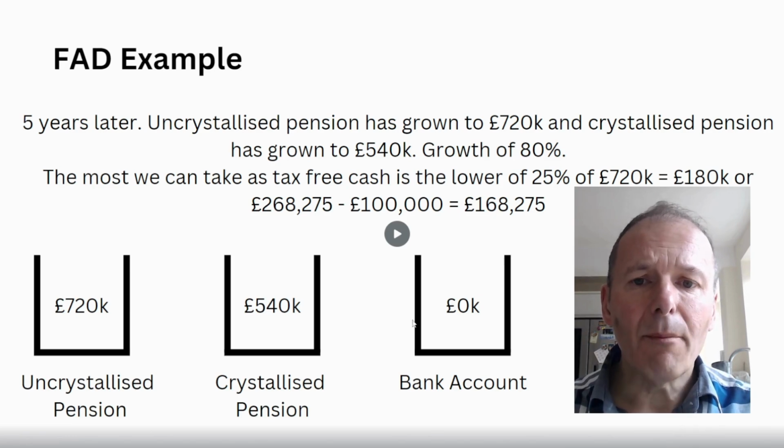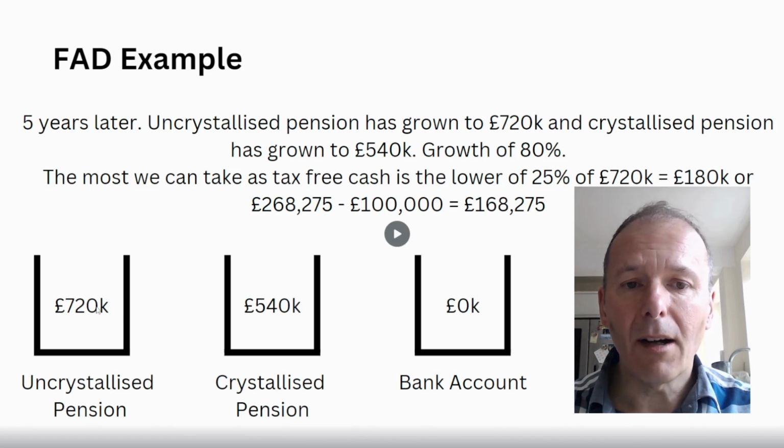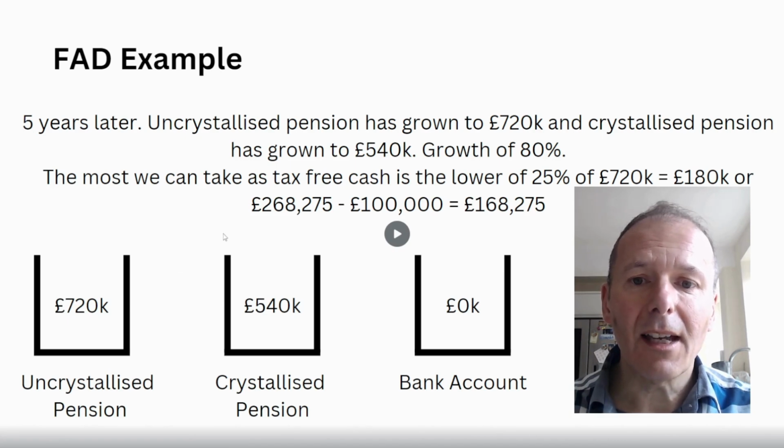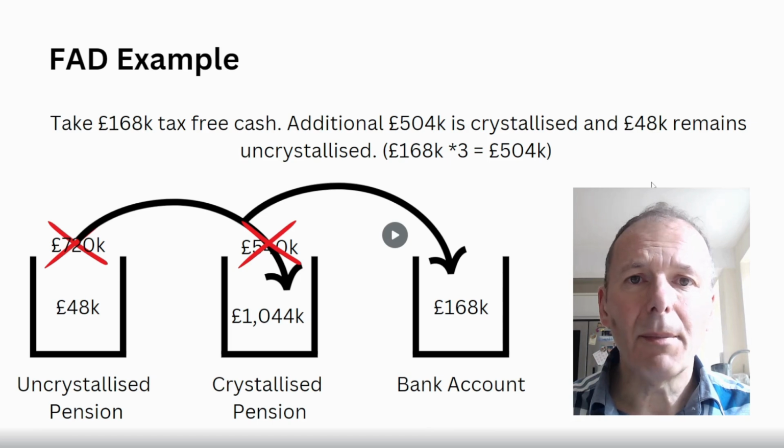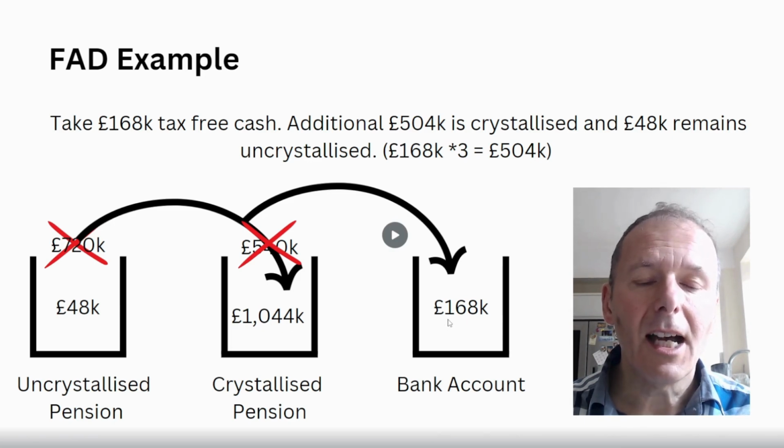Now the most that we can take as tax-free cash is the lower of 25% of what's left in our uncrystallised pension, 180k, or the allowance, which is 268,275 less 100,000, which gives us 168,275. So now we take the maximum lump sum allowance remaining, which is the 168,000. Then an additional 504,000 is crystallised, because again it's always in the ratio of a quarter to three quarters, and so 48k remains in our uncrystallised pension. We've got over £1 million in the crystallised pension, lucky us, and the 168k tax-free in our bank account.